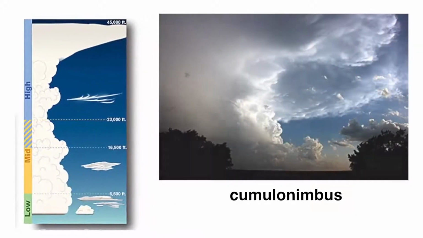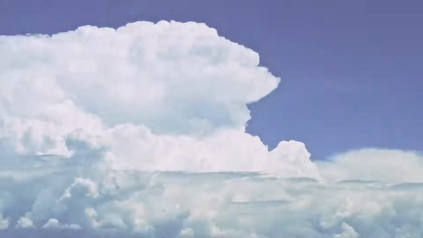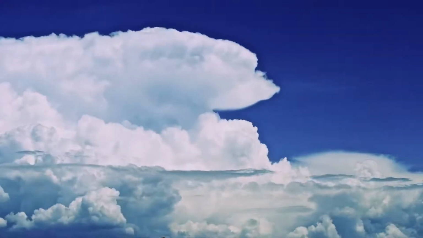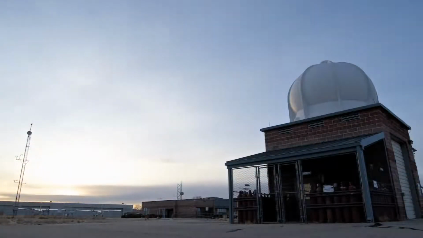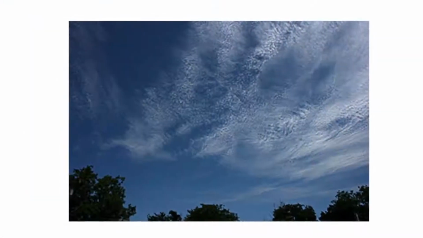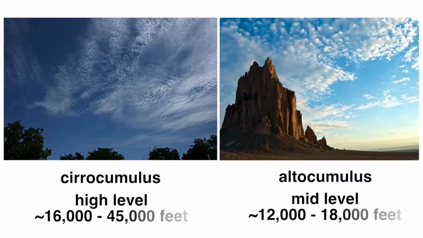Cumulonimbus are also a unique hybrid of cloud that extends from the lower to the upper parts of the troposphere and are otherwise known as thunderstorm clouds. We briefly mentioned cirrostratus, but another high-level cloud is cirrocumulus. These are similar to altocumulus, the difference being that altocumulus form in the mid-levels of the troposphere, while cirrocumulus clouds are in the highest part of the troposphere.